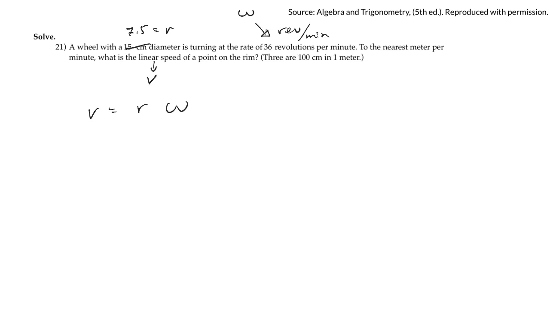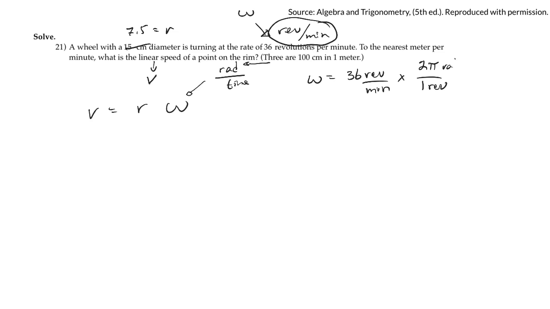Now one thing I know about my angular velocity is it must be measured in radians per time. But I've got something that's in revolutions per time, so I need to convert that. Let's maybe do that first. So our angular velocity is 36 revs per minute, but I want to multiply it by some ratio that's going to convert it into radians. So radians, I can say 1 revolution is the same thing as 2 pi radians.